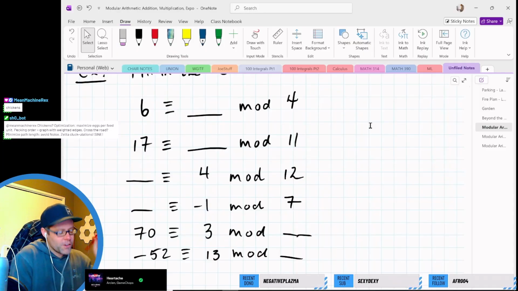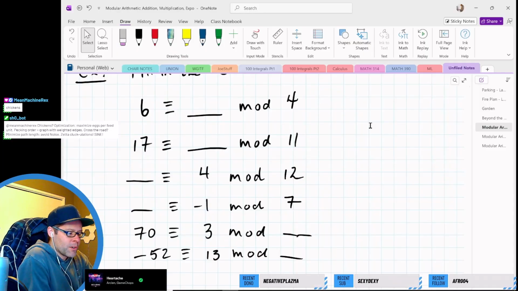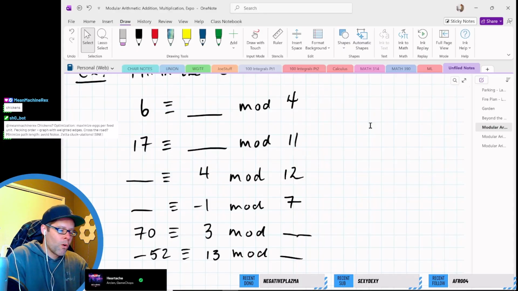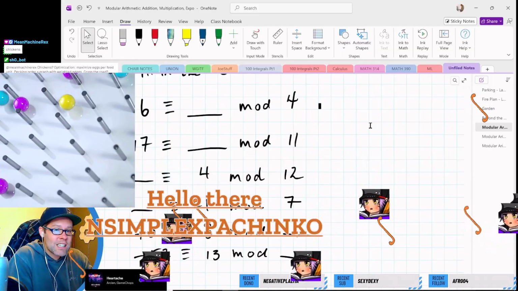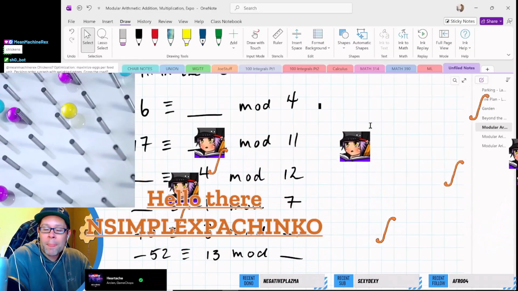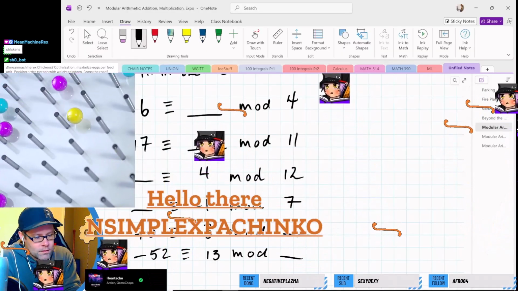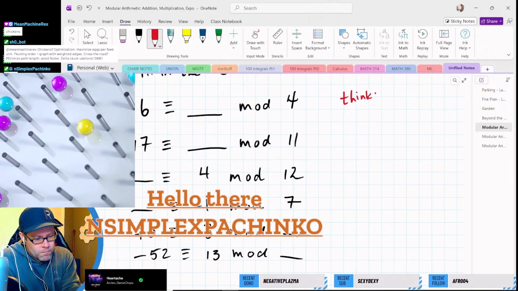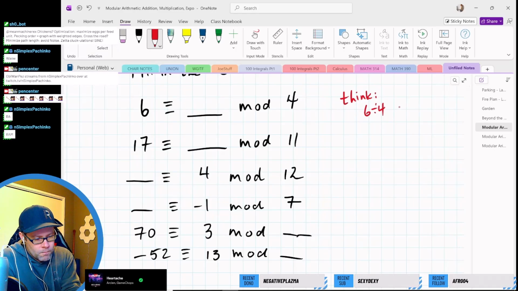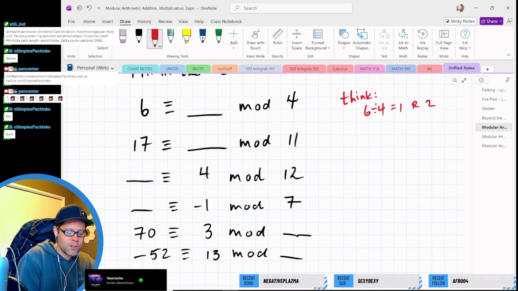So let's work with the first two. Here we're starting with a number 6. We're working in a modulo 4 environment. So we're really thinking to ourselves, 6 divided by 4. This is kind of my thinking process. I know that that's 1, and I know that there's going to be a remainder of 2 after I do that division.